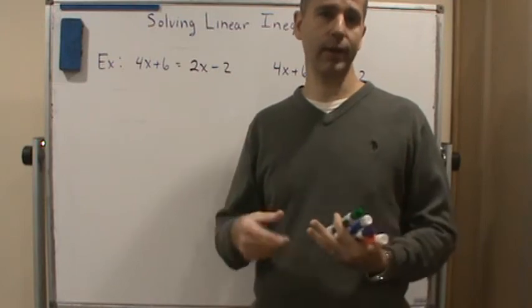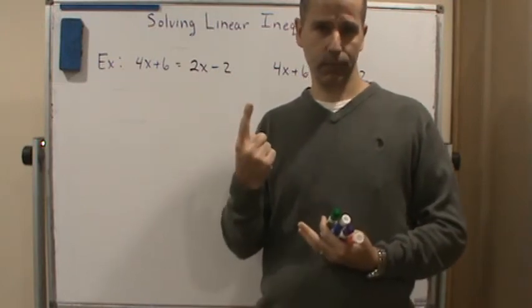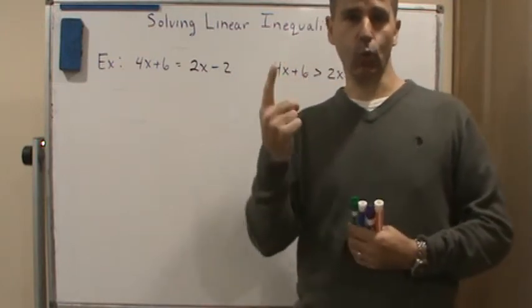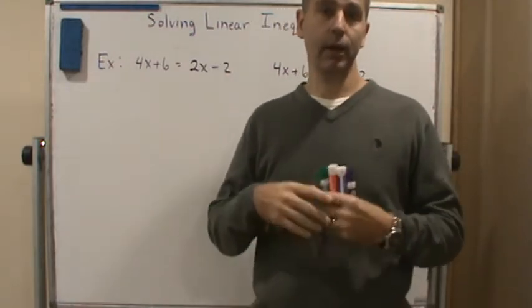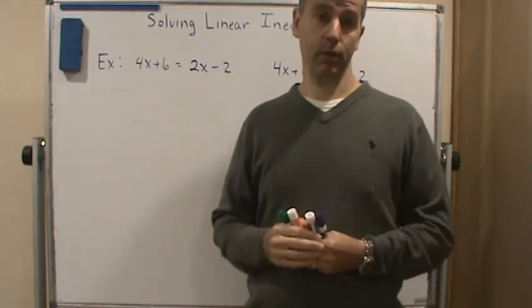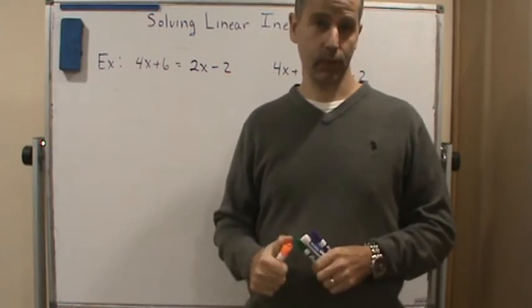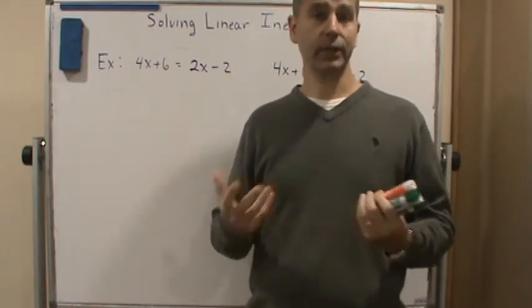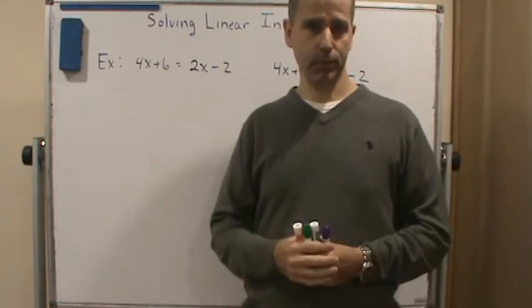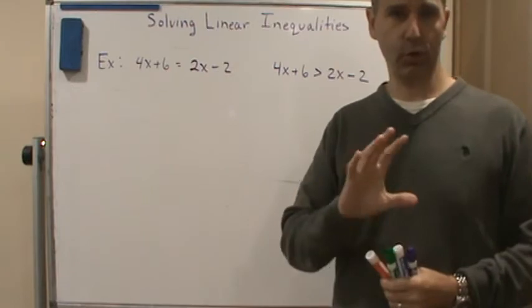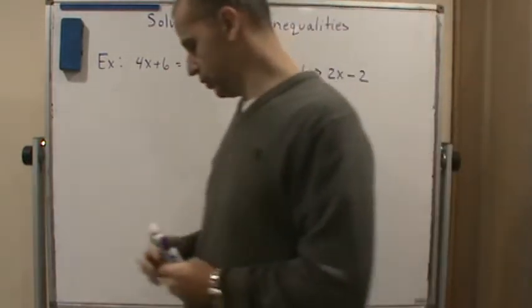solve an equation, you get one answer. A linear equation will give you one answer. When you solve a linear inequality, you will have possibly an infinite number of answers. In most cases you're going to have an infinite number because it's going to be a set of numbers. So let's do an example and I'll show you what I mean about the difference between the two solutions.